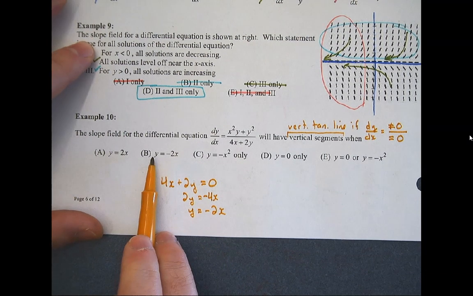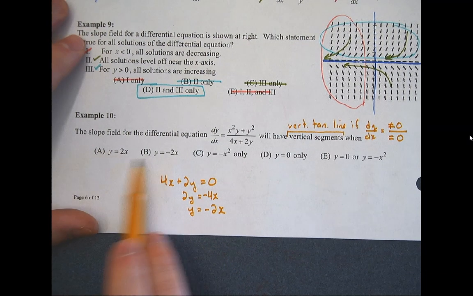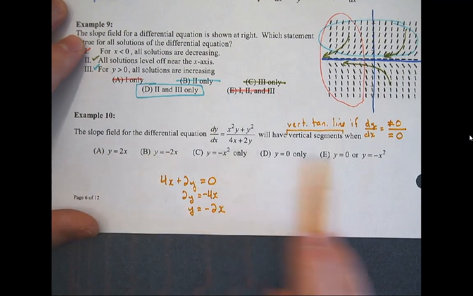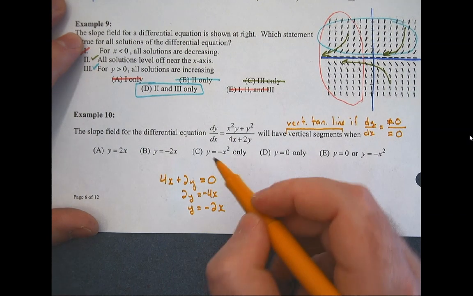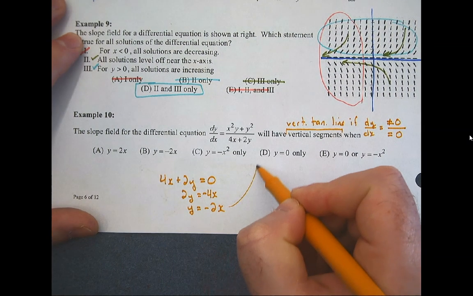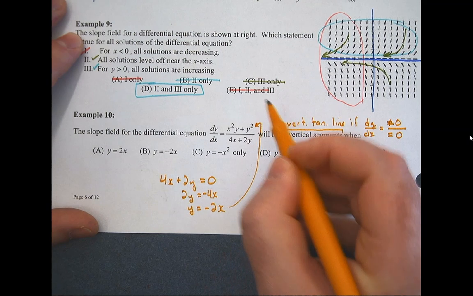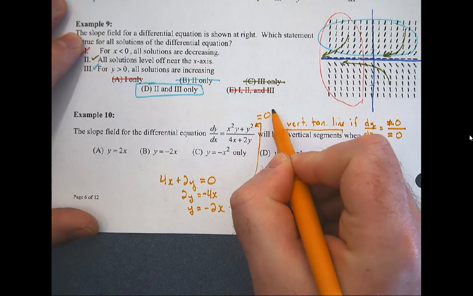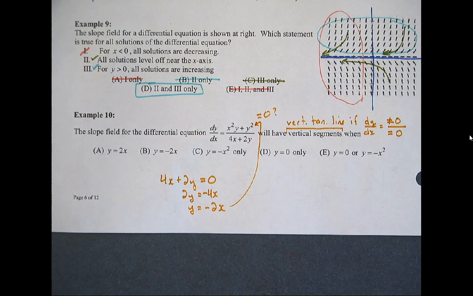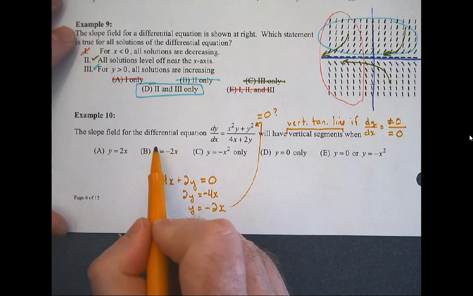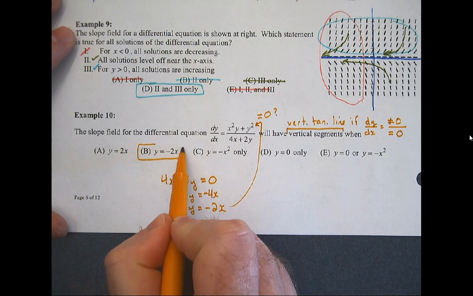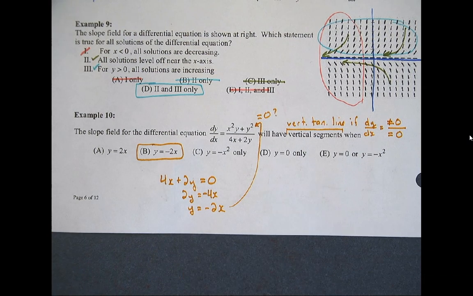That's one of our options, so we think that's got to be it. But if none of these was an option, you'd have to check: does the numerator equal 0 when you plug in y equals negative 2x for those y's? In this case, it doesn't. It can't. If it does, they asked a poor question.